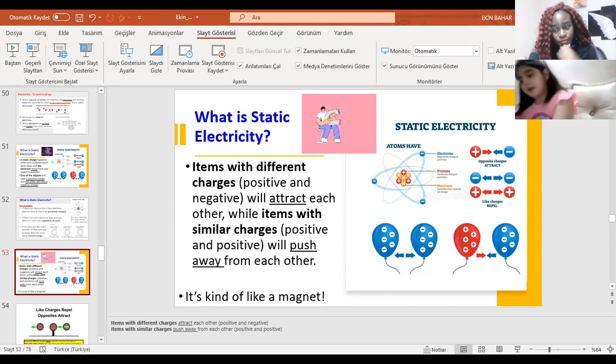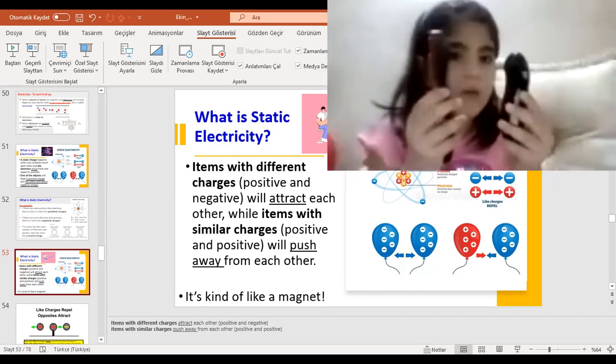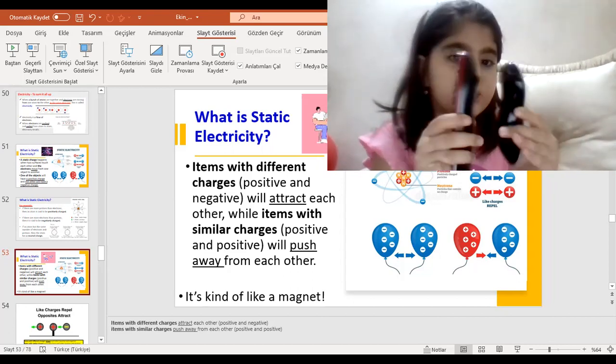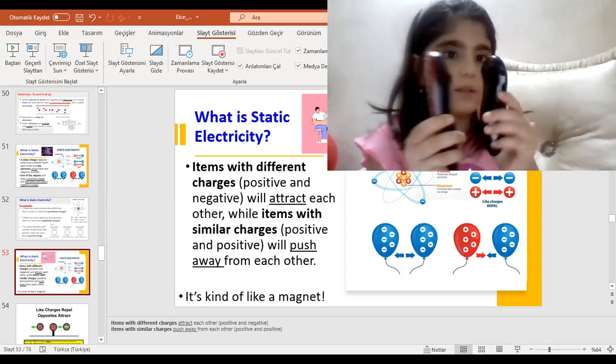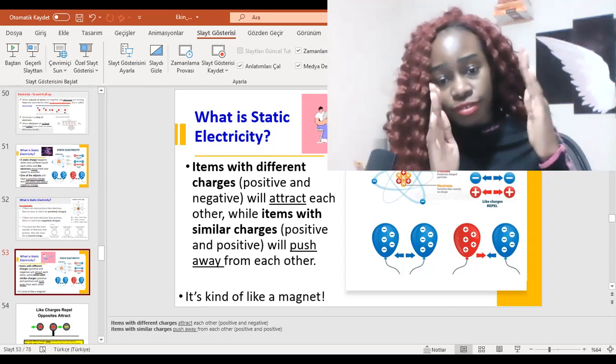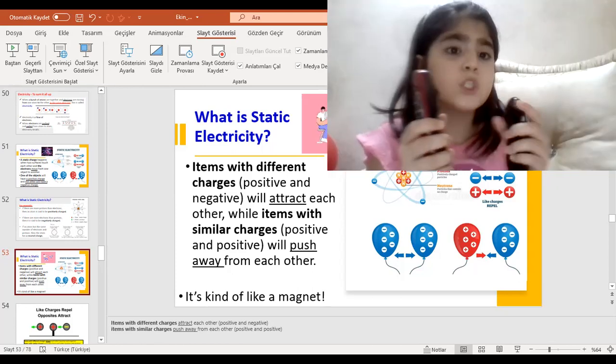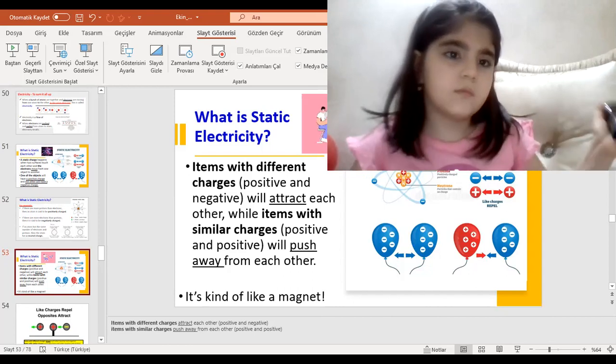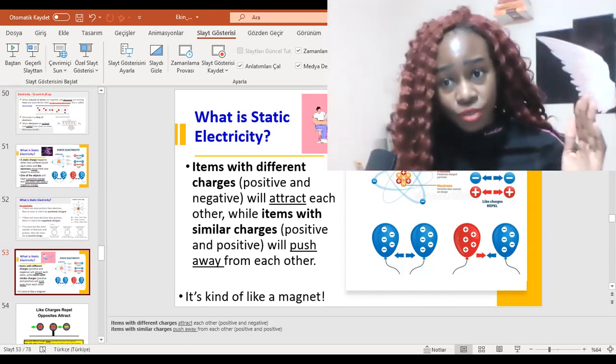This is my magnets, for example. This is north, and this is north. They would push each other. If it's negative and negative, what would they do? They would push each other away.